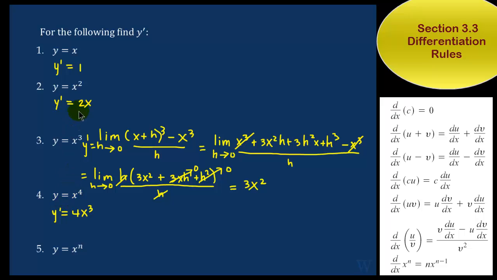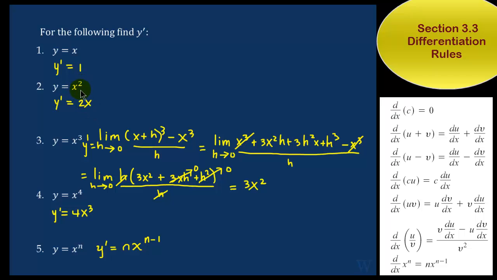So there is some kind of pattern involved here: if y is equal to x to the n, y prime will be bring down the power n multiplied by x raised to the n minus 1. In the case of y equal to x, which is x to the first power, you bring down the power 1 times x to the 0, and x to the 0 is 1. So it's still consistent with a linear function.